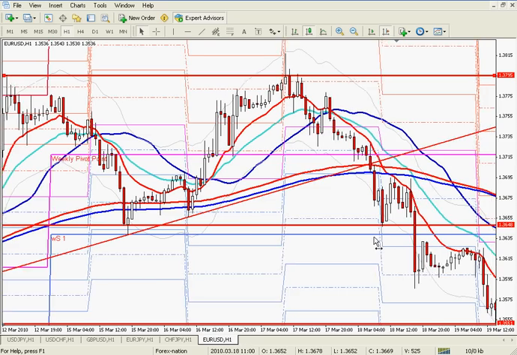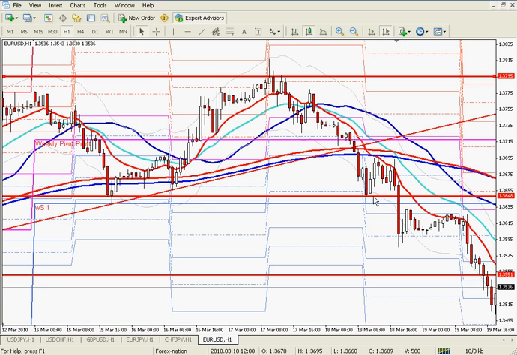that's where it found support again. So you can see it's good to have support lines drawn on your graph, because that's exactly where price action rallied again. And then it bounced one more time before clearly breaking that support line.